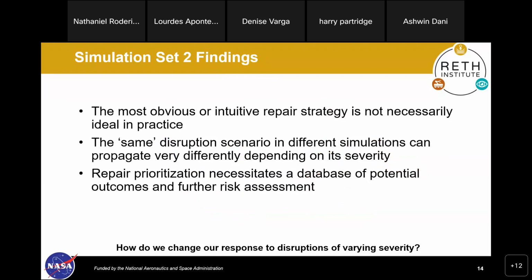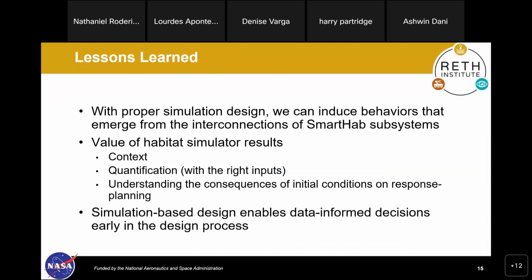So we can use this to understand the environmental control vulnerability factor and really see that the same disruption scenario, I say same in quotation marks because we're changing the severity level, can propagate very differently depending on that severity level and the environmental conditions. In order to understand how we can prioritize in repair situations like this, we need a database of potential outcomes and more risk assessment associated with these scenarios.